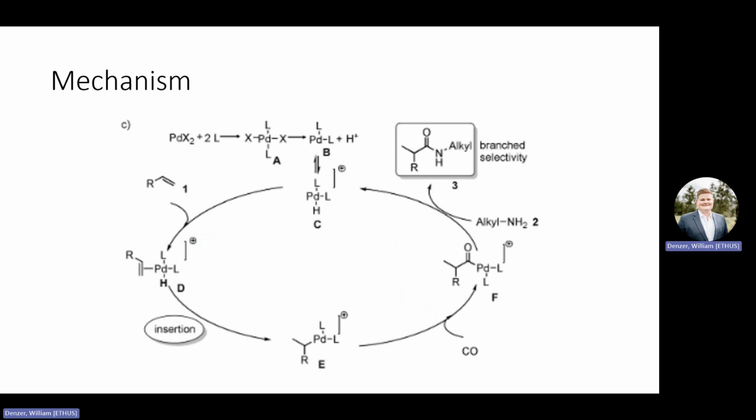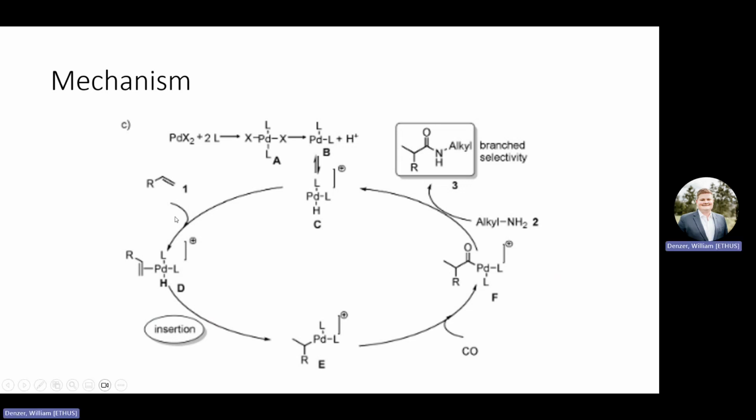So this is the mechanism that I showed earlier on slide 2, but I'm going to go through it again because it's an important mechanism for understanding what's going on in the reaction. So we start with a palladium metal with 2 halogens bonded to it. These halogens are displaced by the ligand, and then we add our proton to it. So we're now ready to catalyze the reaction.